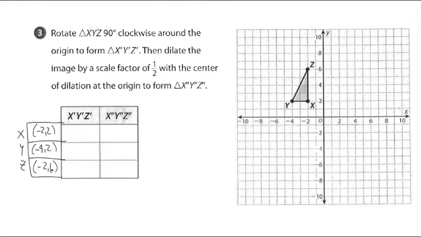Okay. What I'm going to do is just look at my triangle. My triangle looks like this. And if I'm doing a 90-degree clockwise rotation, that means it's going to rotate this way 1/4 of a turn. So that means my new triangle has to look like this.